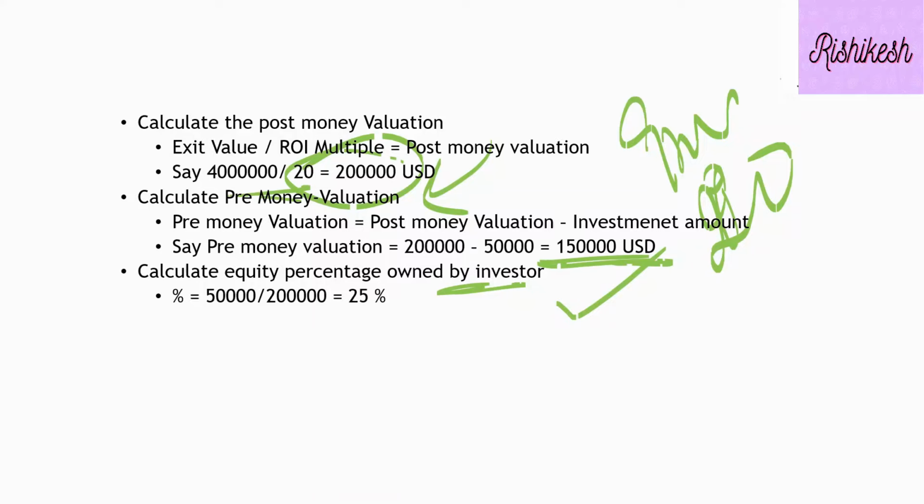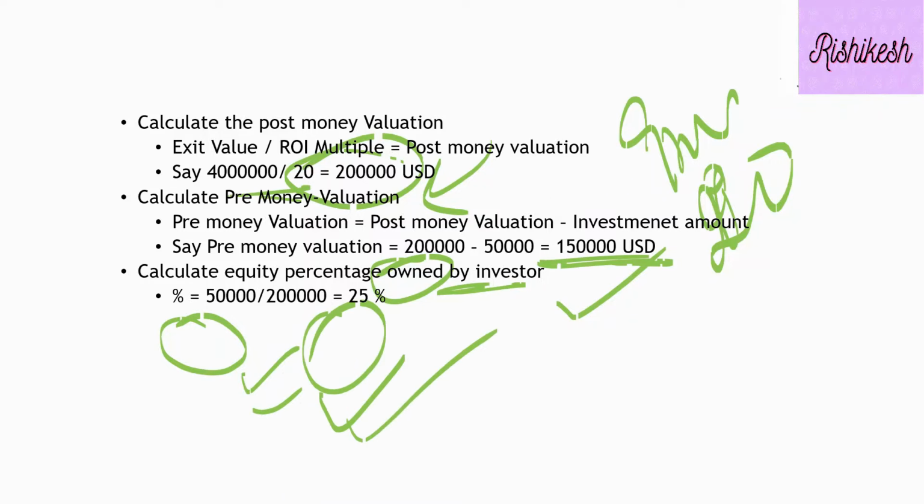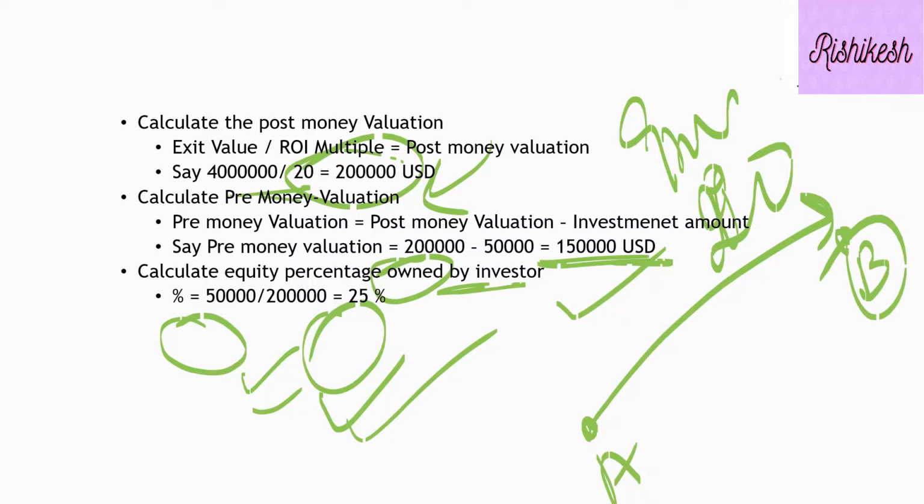Right. And once you have your pre money valuation and your post money valuation, you divide the investment that the investor has made by the post money valuation to find out the equity stake of the investor. So step by step, you understood how we calculate, right? The first thing is that you determine the exit value. Not the value in the beginning, but the value at the end when the investor wants to exit the startup.